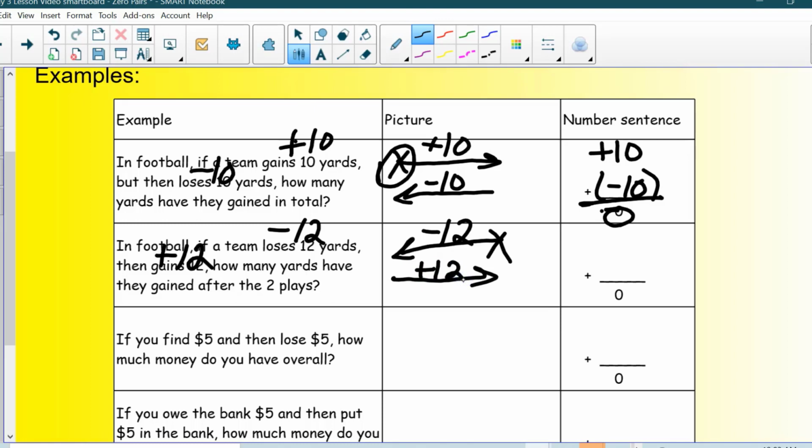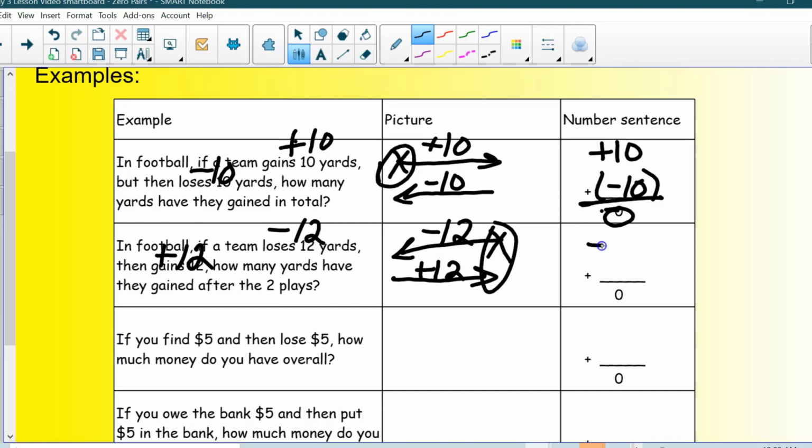But how many yards did they gain after those two plays? They're 0, right? They just canceled each other out. They're back where they started. So it doesn't have any value. It canceled each other out. So how would we write that?